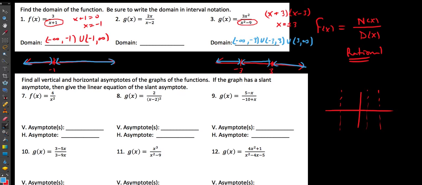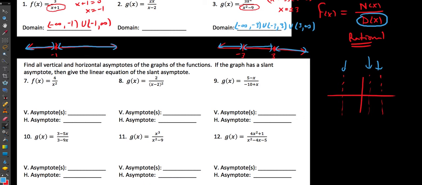So we're going to be looking at these domain restrictions, but I also want you to know that when we find the zeros of the denominator, those x values that cause your denominator to be 0, those are also the locations of your vertical asymptotes here. You'll notice that the domain we write up here is kind of the counterpart to our vertical asymptotes. When we look down here, it says find all vertical and horizontal asymptotes of the graphs of the functions. If the graph has a slant asymptote, then give the linear equation.